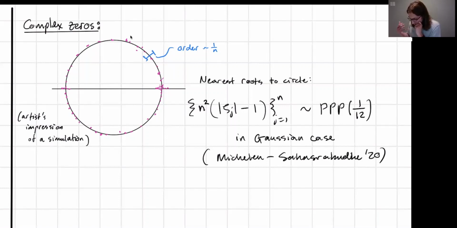And it's closely related to what we're doing, because you could imagine that if there's a zero very close to the circle, then the polynomial will be small on the circle near that root. This will appear soon, but we can actually generalize this to general sub-Gaussian coefficients using our approach.